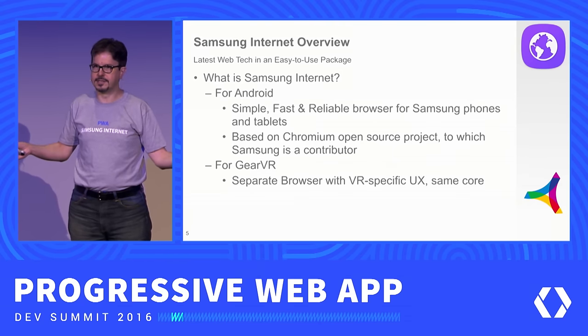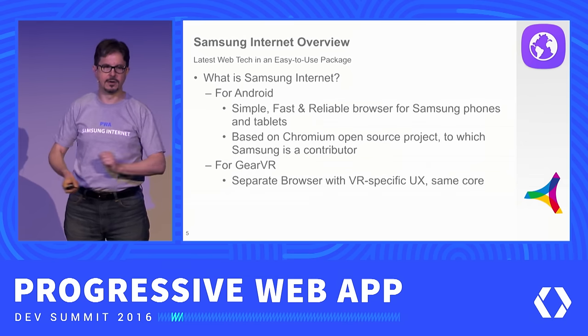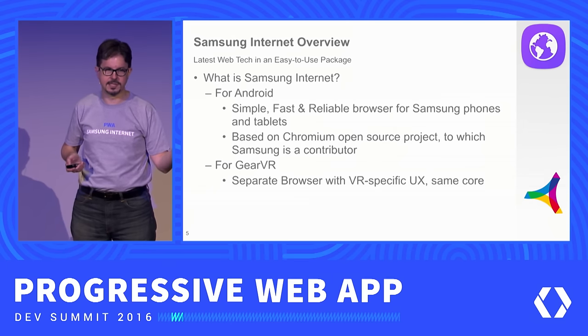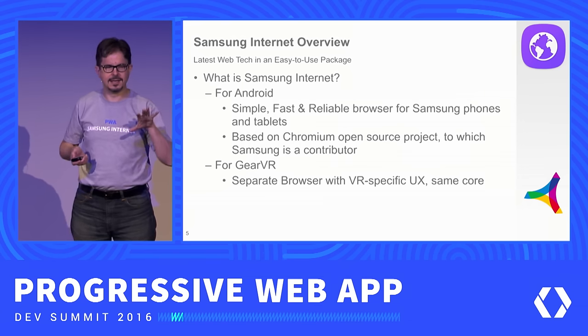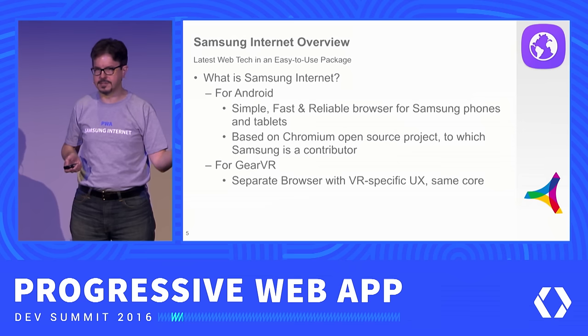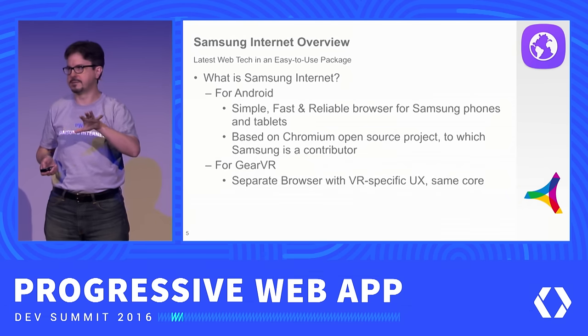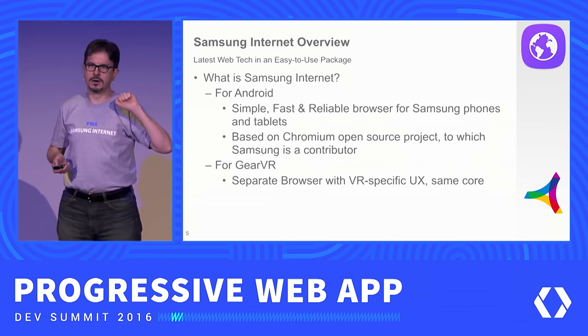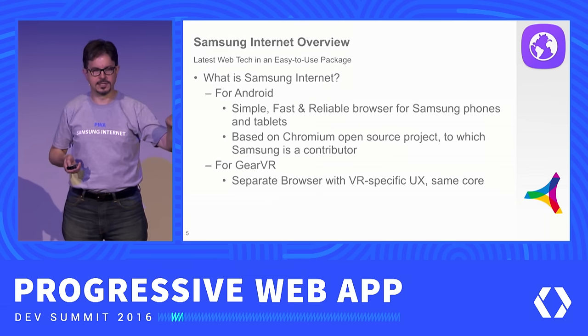So first of all, I want to talk a little bit about Samsung Internet. What is Samsung Internet? Our articulation of it is that it's the latest web tech in an easy-to-use package. It's the default browser on Samsung phones, in particular Samsung Galaxy smartphones and tablets. It's based on the Chromium project, open source, obviously. But what you might not be aware of is that Samsung is also a major contributor and committer into Chromium. We've got a lot of engineers based in Seoul and Boston that are not only working with the Chromium project, but also working very much as a part of it. And as a separate project, we have the Gear VR browser, our VR-specific browser. It's based on the same core, and I'm going to talk about that in a little bit.